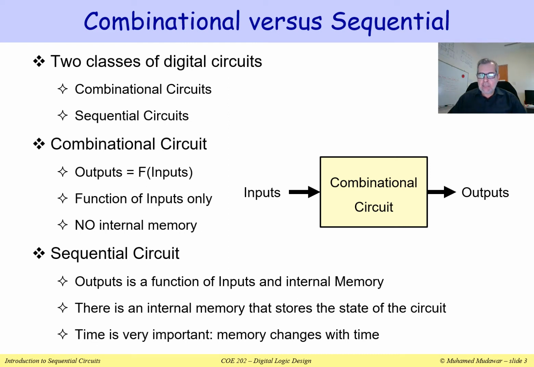On the other hand, in a sequential circuit, the output is a function of the inputs as well as the internal memory. So there is an internal memory inside the sequential circuit, and even though the input is the same, you can actually get different outputs based on the internal memory, based on the internal state. So we call it the state, which is the value of the internal memory. So time here becomes important in the case of a sequential circuit. And the content of the memory changes over time.